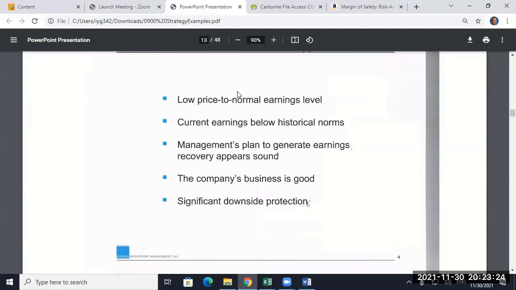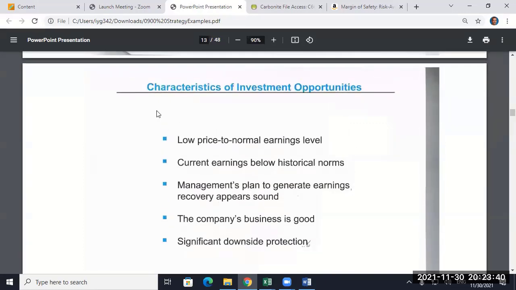Low price on normal earnings, that's fine. Current earnings below historical norms. What are they looking for? They're looking for firms that are currently doing badly and are going to turn around. Management has a plan to recover. The company's business is sound. Significant downside protection. That's not a bad strategy.